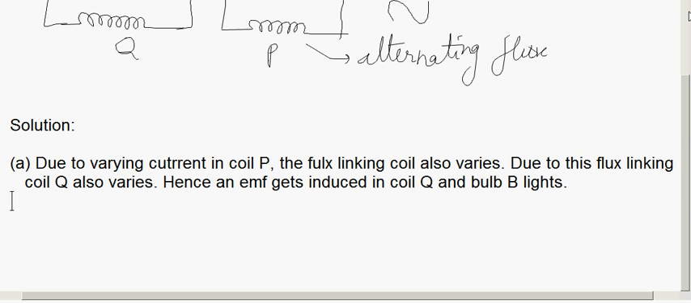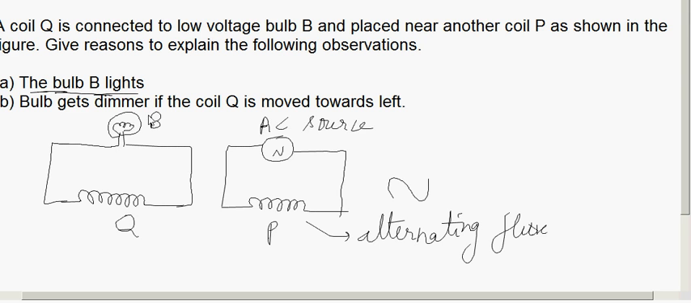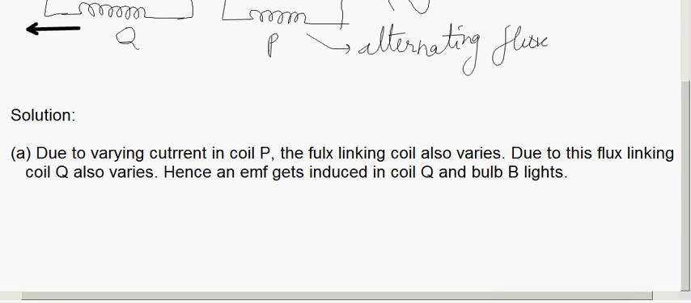Now what is the second question? Bulb gets dimmer if the coil Q is moved towards left. That means when you move the coil towards left, like this, when you move coil Q away from coil P, the bulb gets dimmer. Why? Because the flux linking coil Q reduces, and hence the induced EMF also reduces, which in turn reduces the induced current.